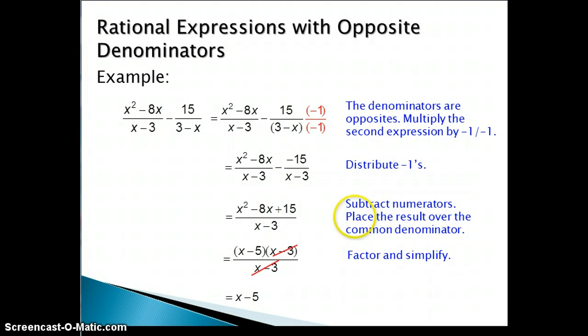So that's it for today. Remember, when you're adding and subtracting rational expressions, it's only the numerator that gets added or subtracted. The denominator that you have in common simply will be the denominator of your answer.